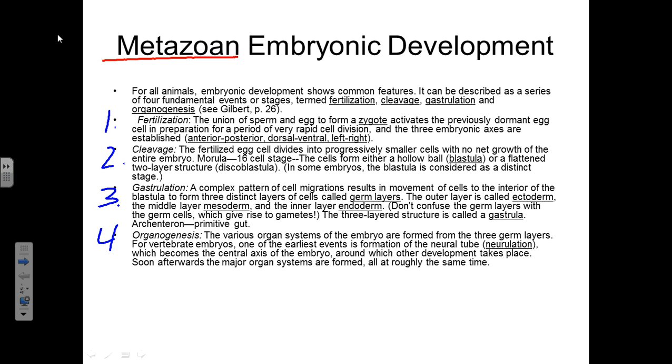So what you need to know about organogenesis is it happens after gastrulation. The three germ layers start to make the organs. They start to create the organs. And one of the very first organs or pieces of an organ that's made is the neural tube, which becomes your brain and your spinal cord. And that's about as far as we need to go with it for right now.